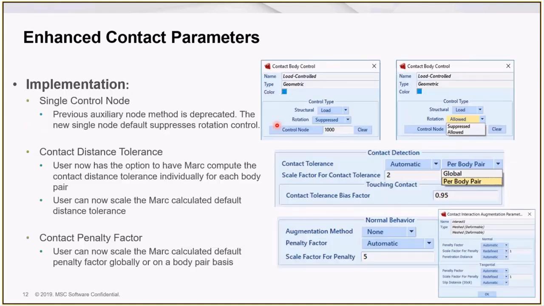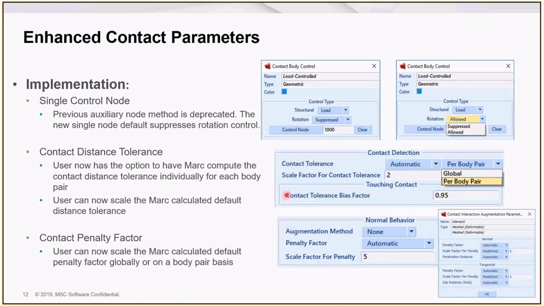The implementation for a single control node is up on top. Before I talk about what we did, I will say the previous method, which used an auxiliary node, is deprecated. And so now you just have the single node. By default, the rotation is suppressed, because we knew not everyone was working with 6 degrees of freedom, and we didn't want to introduce them to the system if they weren't necessary. But that's easily fixed by changing it to allowed, in which case now you have all 6 degrees of freedom on a single control node.